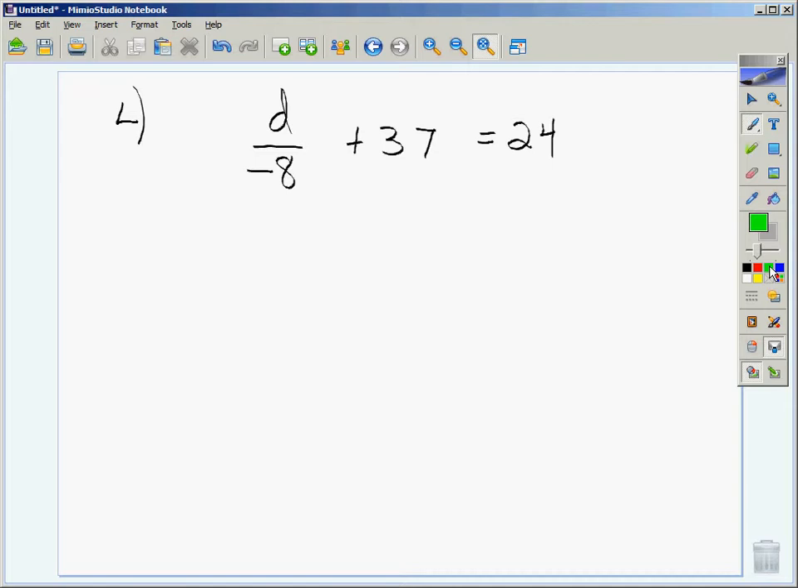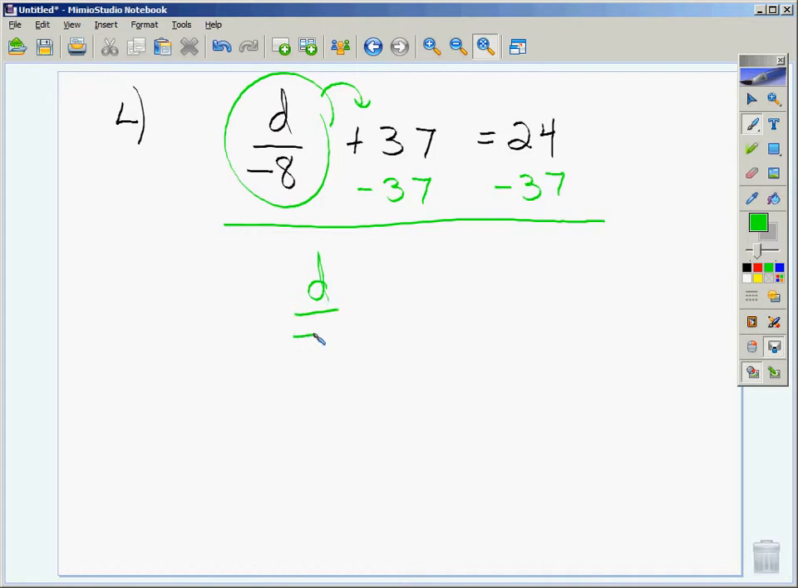D divided by a negative 8 plus 37 equals 24. I want to get the variable by itself. I have to undo the addition. Subtraction. The 24 and the 37 have different signs. I keep the sign with the larger absolute value. It's definitely going to be negative. And I take 37 and I subtract 24 from it. And I'm going to get 13. So it's a negative 13.